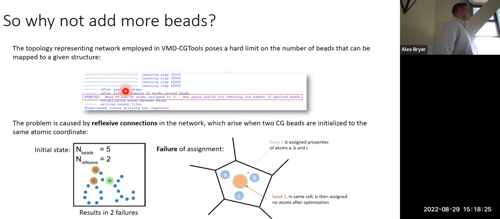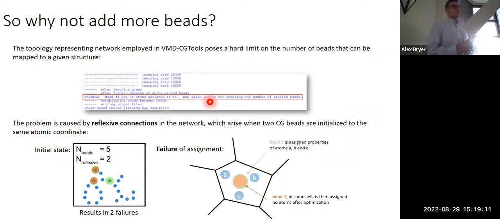And actually the problem is really straightforward, and we were able to implement a very simple fix. The problem is caused by reflexive connections. So in learning theory, if you have two neurons that are indistinguishable, they have the same state, the same weights and biases, their stimuli are identical, then their connection is said to be reflexive. So they're interchangeable. In CG Builder, in this diagram we're looking at initial states. We have five CG beads here for the 22 atoms, but two of them start in the same position as two other beads. Suddenly the algorithm will not converge. And at the end, we have a failure of assignment for which the solution is to run again or try to reduce the number of beads.